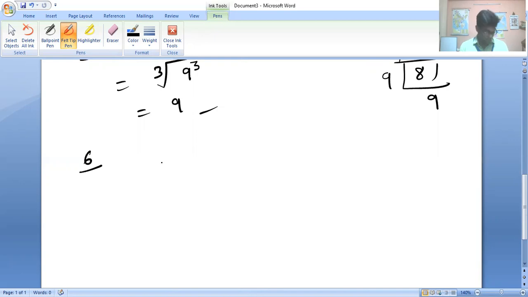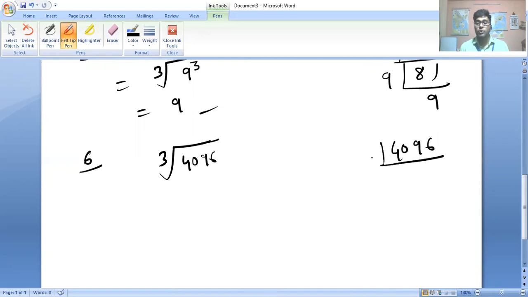Let us do a big number. Let us do question number 6, cube root of 4096. So let us make use of 4. It will be 4, not 6, 4.